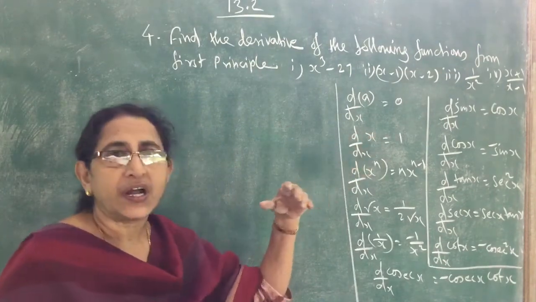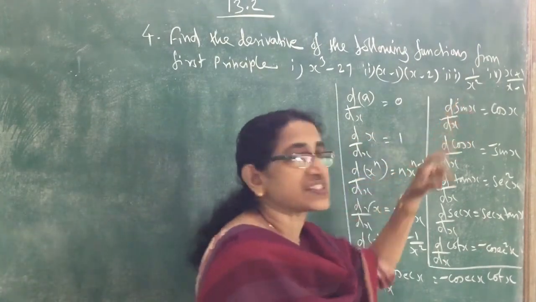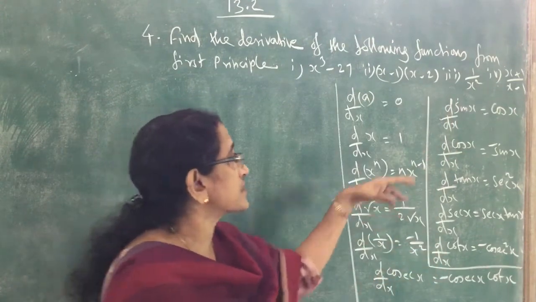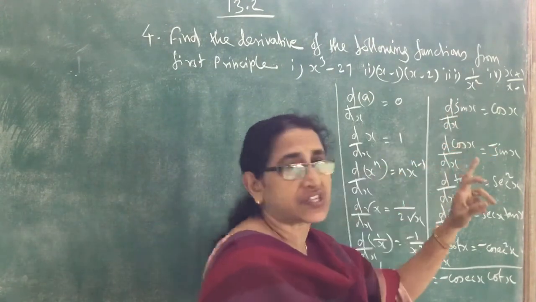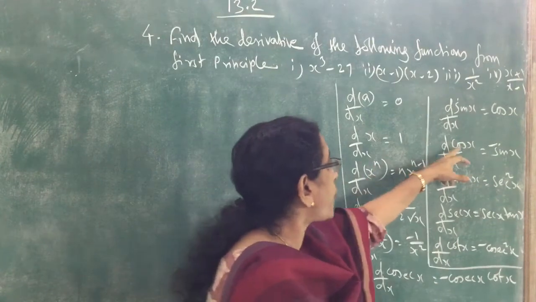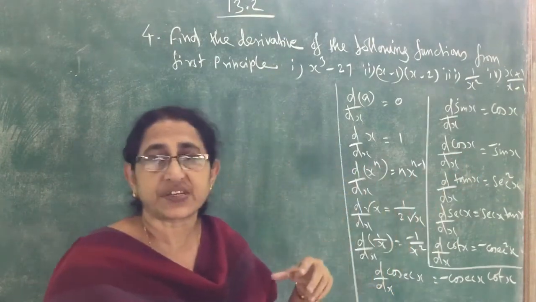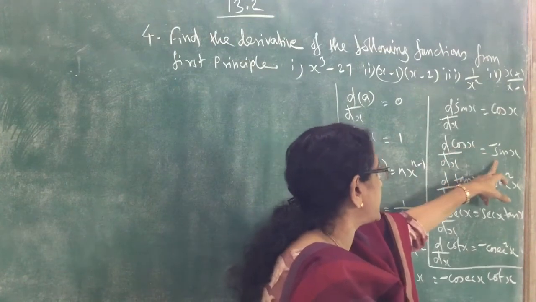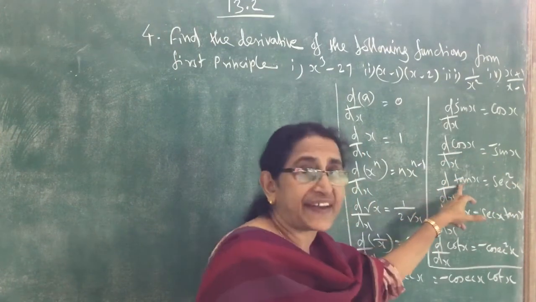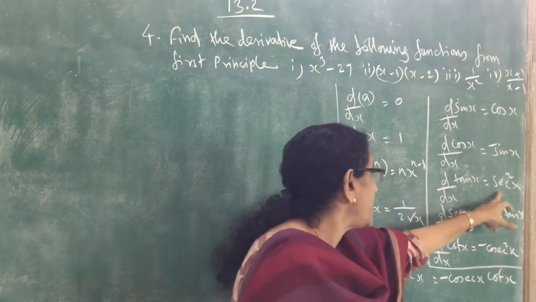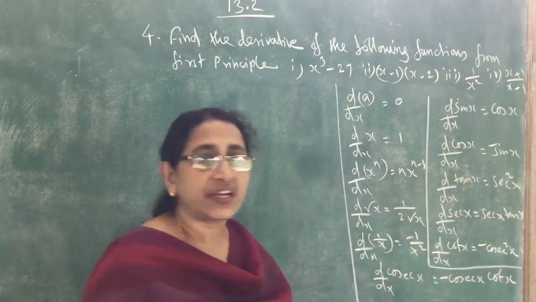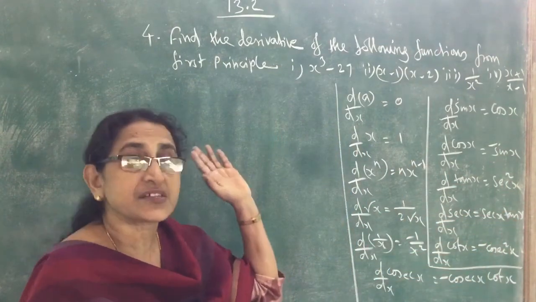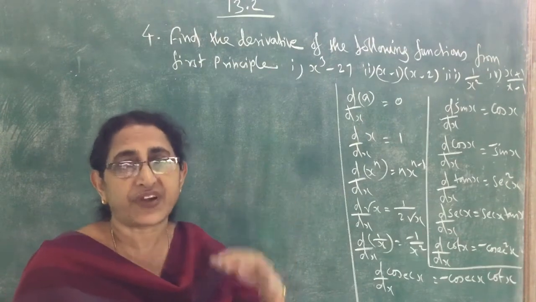we have found the derivative of sin x from first principles, and we got cos x. Derivative of sin x equal to cos x. Similarly, the derivative of cos x that we found using first principle, we got derivative of cos x equal to minus sin x. Then we found the derivative of tan x, that is sec square x. And similarly, we can find the derivative of the functions from first principles, from the definition.